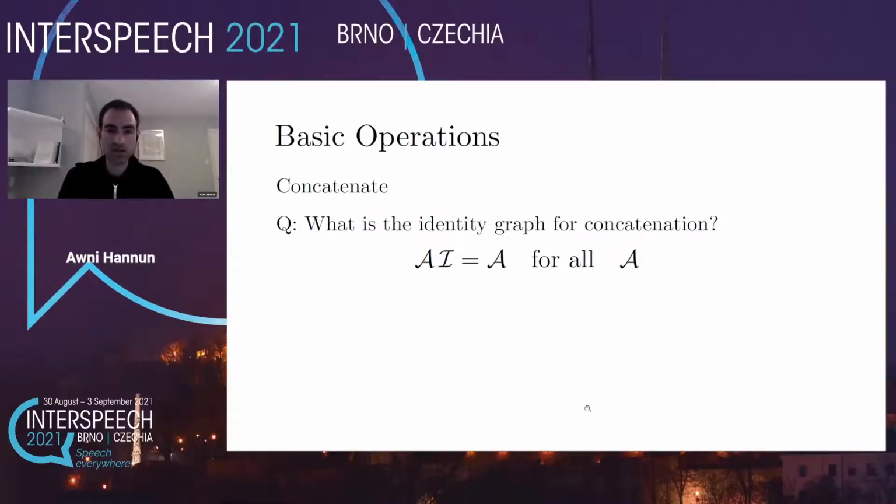Okay, here's a question for all of you to think about for a minute. What is the identity graph for concatenation? By the identity graph, it's like the number 1. If you multiply by 1, you get the same number back. If you concatenate by the identity, you get the same graph back. What is the identity graph for concatenation?